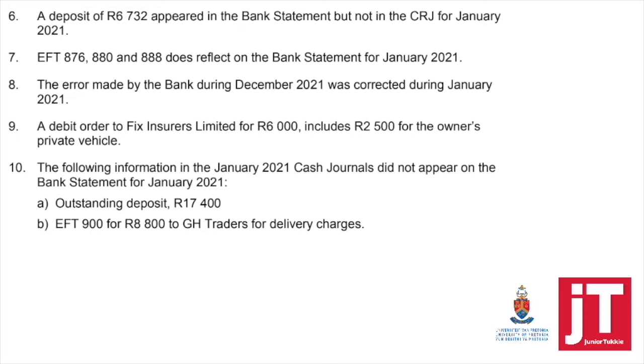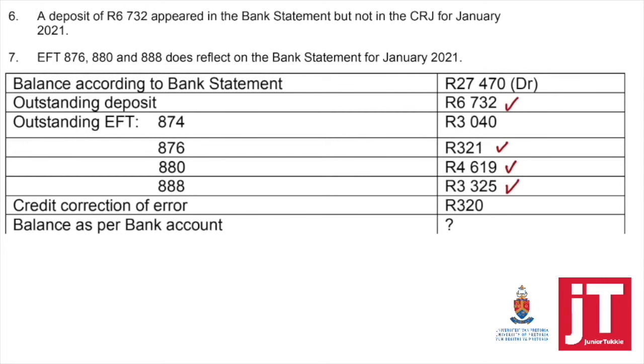Number 7, an EFT 876, 880 and 888 does reflect on the bank statement for January. So from the previous bank recon, we are simply going to tick it off. It should not appear in our journals for this month. So we're just going to tick it off and show that it does now appear on the bank statement, so we do nothing with it.